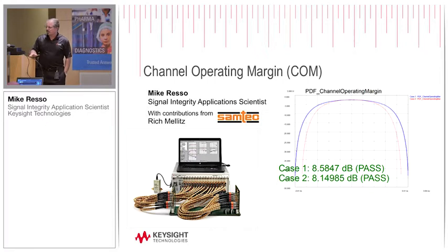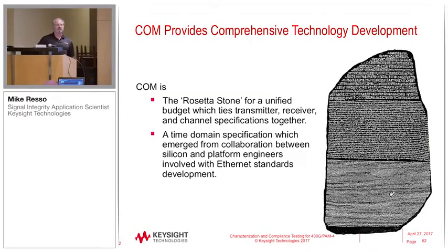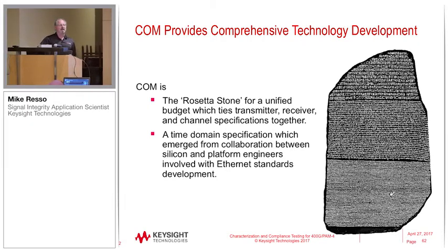With channel operating margin, it's sometimes referred to as the Rosetta Stone. It's a new standard that's unifying transmitter, receiver, and interconnect all into one figure of merit. So in a way, it simplifies a lot of things if you're not used to S parameter measurements or return loss, insertion loss, which is better or worse. This is a nice standardized proposal from various industry standards members.